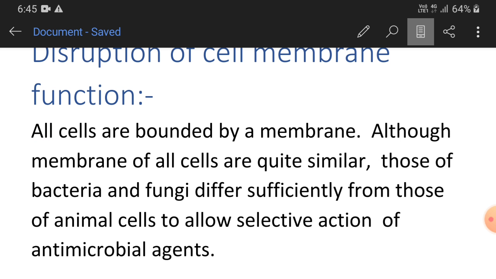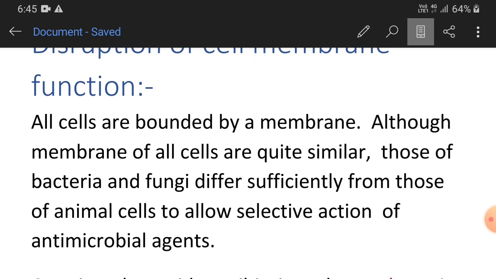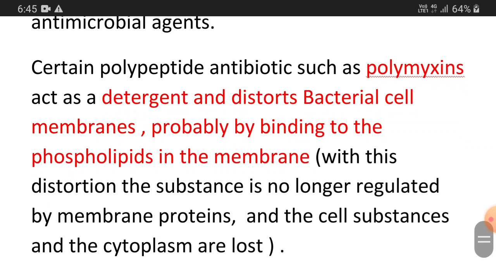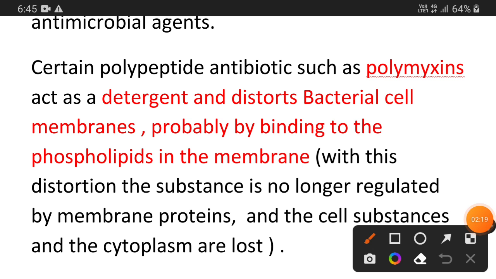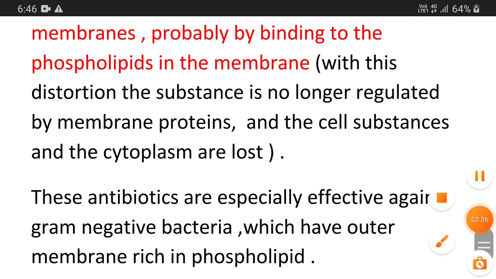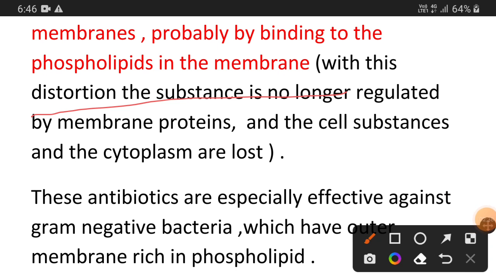There are mainly two kinds of antibiotics for cell membrane disruption. One is polymyxin. This polymyxin is a polypeptide antibiotic and it acts as a detergent, okay, and distorts the cell membrane by binding with the phospholipid. Remember, one of the most important constituents of the cell membrane is the phospholipid, okay? With this distortion, the substances present inside along with the cytoplasm will no longer be regulated by the membrane protein, and as a result cell lysis will occur, which will cause cell death, okay?